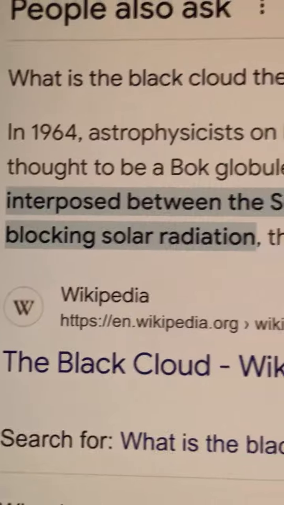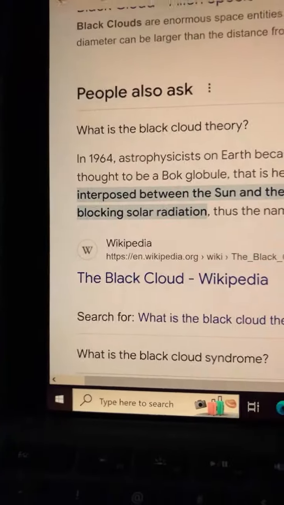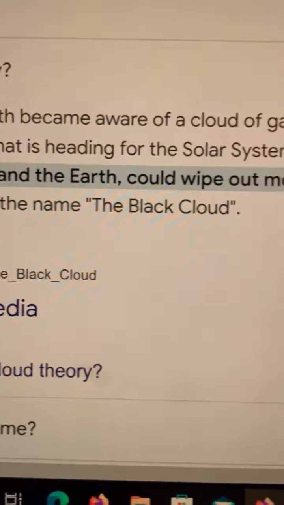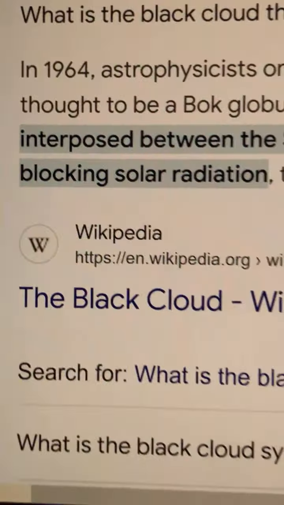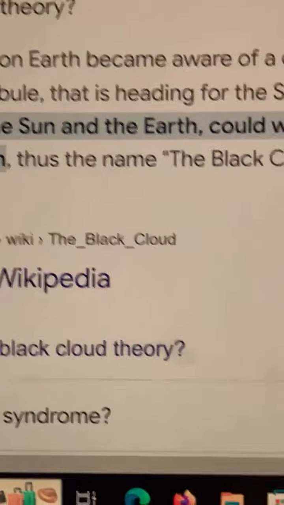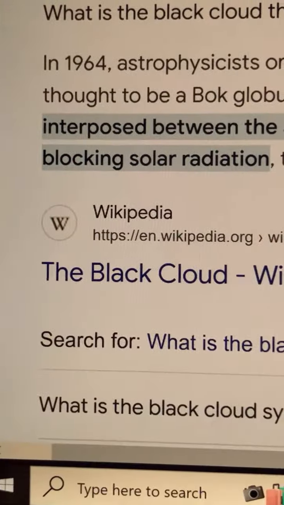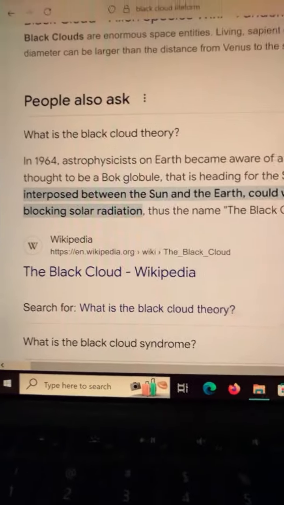In 1964, astrophysicists on Earth became aware of a cloud of gas and dust, initially thought to be a Bok globule, that is heading for the solar system. The cloud, if interposed between the sun and the earth, could wipe out most of life on Earth by blocking solar radiation.